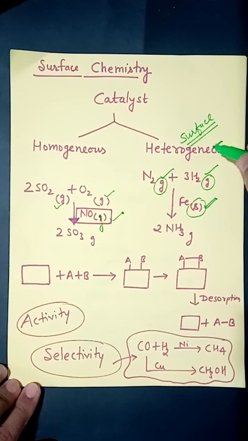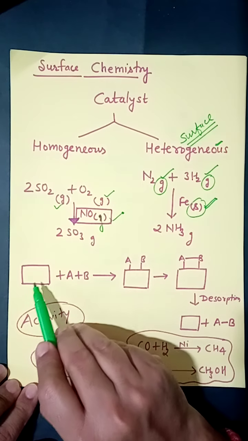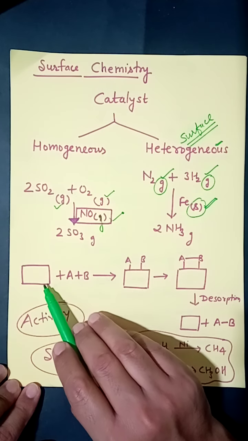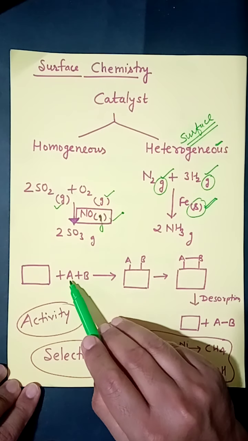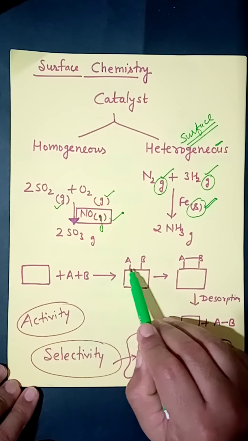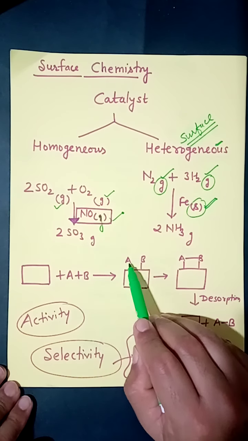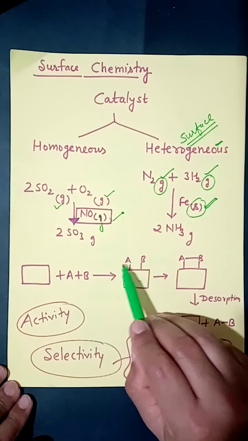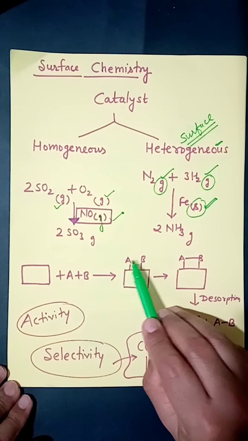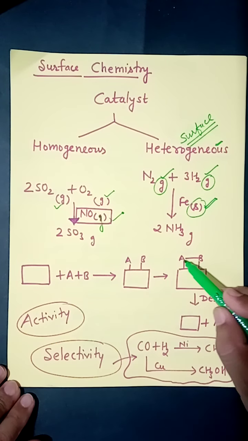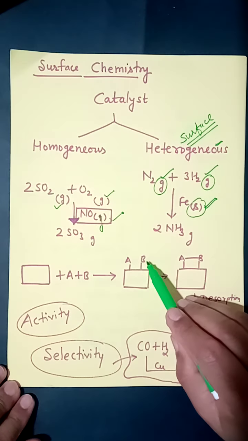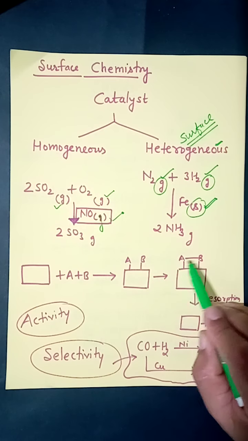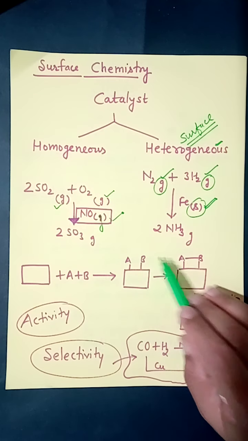How does it increase the rate of reaction? A simple theory is given here. Let this be a catalyst, and A and B are reactants. The catalyst first adsorbs reactants on its surface. You can see here it has adsorbed A particle as well as B particle over its surface. After A and B get adsorbed, they undergo chemical reaction and they form a chemical bond. Like here you can see earlier there is no bond between A and B, but there is a bond between A and B now.